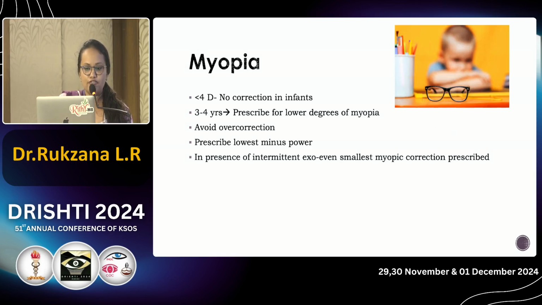Myopia, less than 4 diopters, no correction is required in infants. But at 3 to 4 years of age, you should prescribe even for a lower degree of myopia. You should always avoid overcorrection and prescribe the lowest minus powers. In the presence of intermittent EXO, even the smallest myopic correction is prescribed.